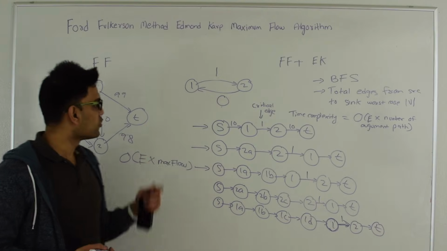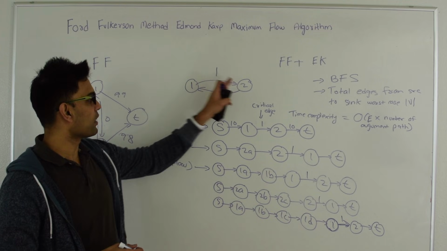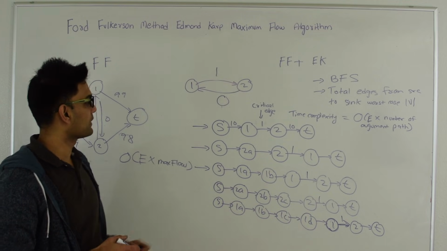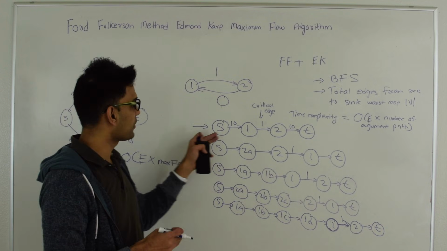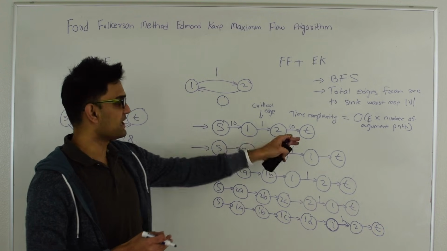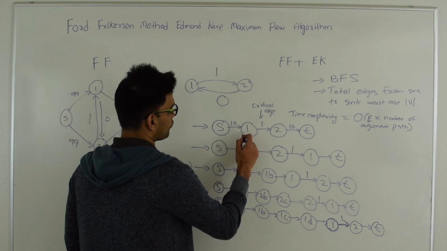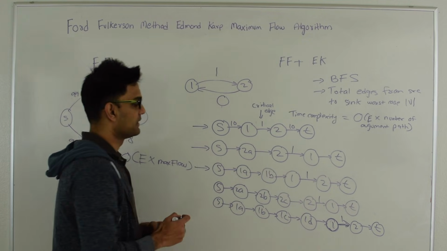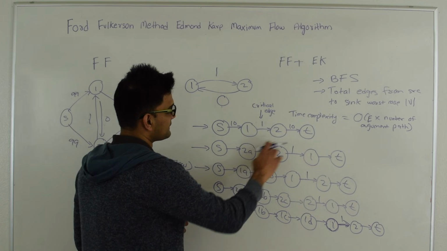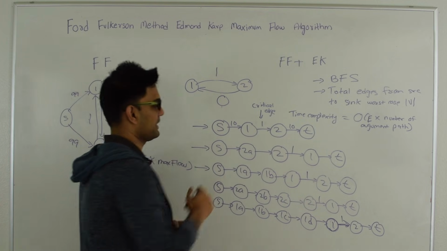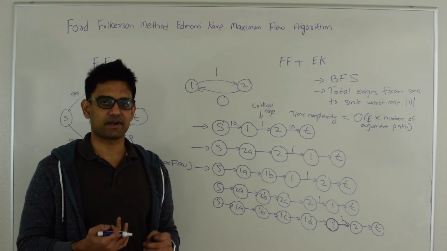So let's say we have two nodes, 1, 2, with the residual capacity of 1 from 1 to 2 and 0 from 2 to 1. Let's say we found an augmented path going from S to T via this edge 1, 2. So let's say that was this path, S to 1, 1 to 2 and 2 to T. Here the minimum residual capacity is 1. So this edge here, 1, 2 is called a critical edge. Every augmented path is going to have at least one critical edge.